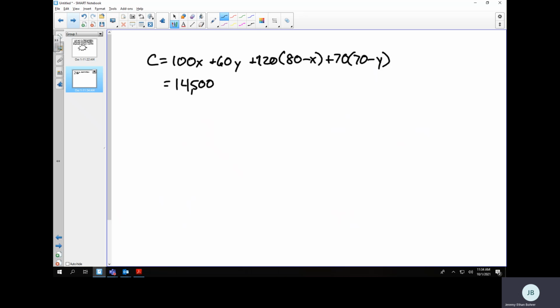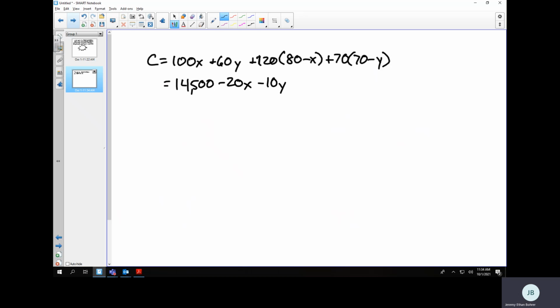With the aid of that schematic and the shipping cost schedule, we find that the total shipping cost incurred by Curtis Rowe is given by C equals 100X plus 60Y plus 120 times (80 minus X) plus 70 times (70 minus Y). And simplifying that, we get 14,500 minus 20X minus 10Y.